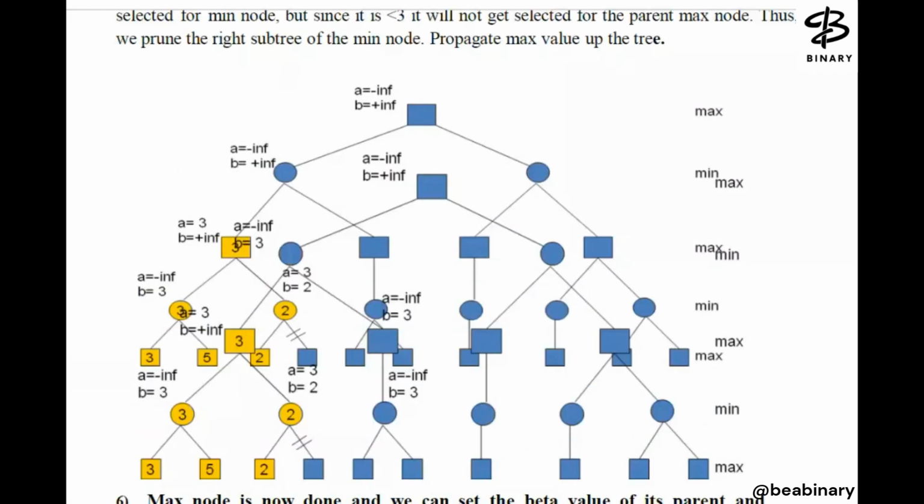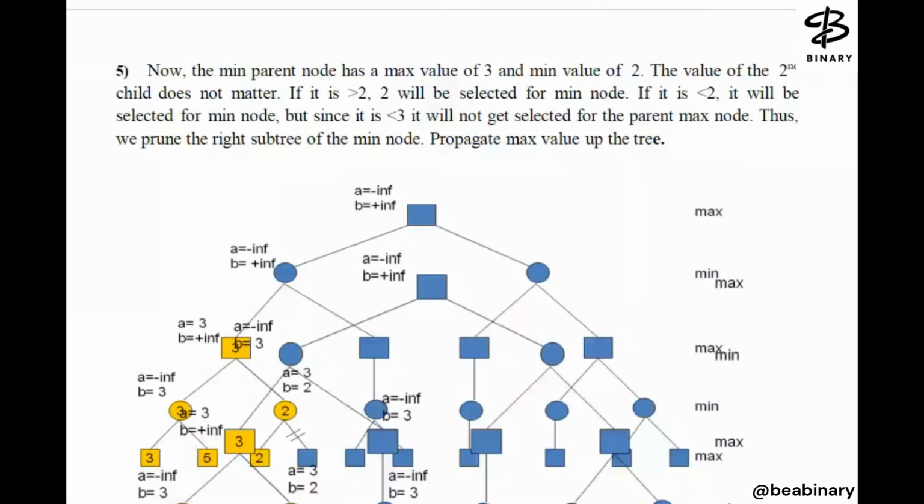If it is greater than 2, 2 will be selected for the minimum node. So definitely the value of a second child does not matter. If it is greater than 2, 2 will be selected for the minimum node, and if it is less than 2, it will be selected for the minimum node only. But since it is less than 3, it will not get selected for the parent maximum node.